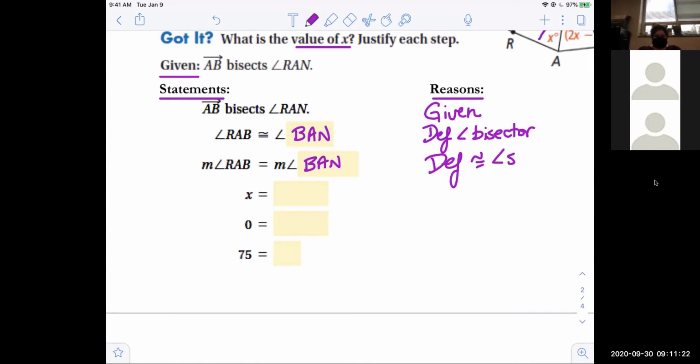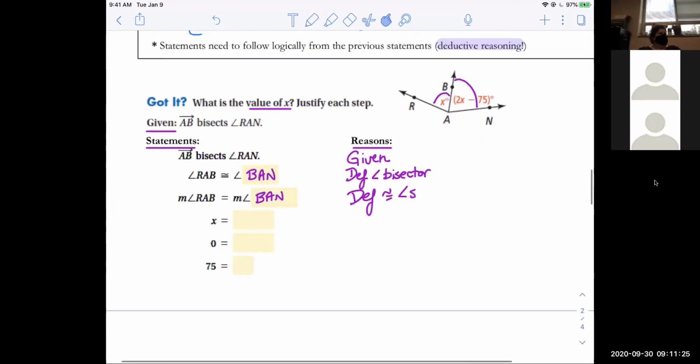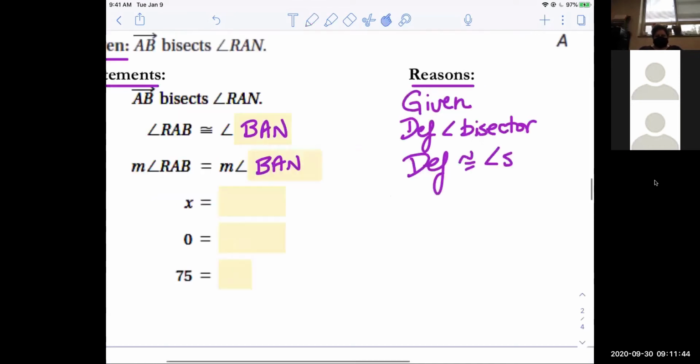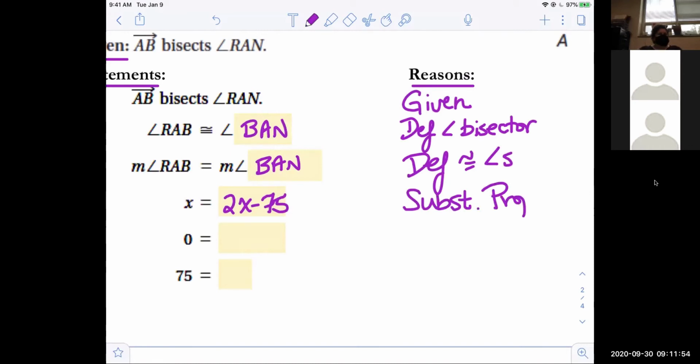Okay, x is equal to, what are they doing in this next step? Where did that x come from? Yeah, they're substituting, right? So what goes on the other side here? 2x minus 75. So that is a substitution. And again, we're looking at the diagram over there and seeing that those expressions were given on the diagram.